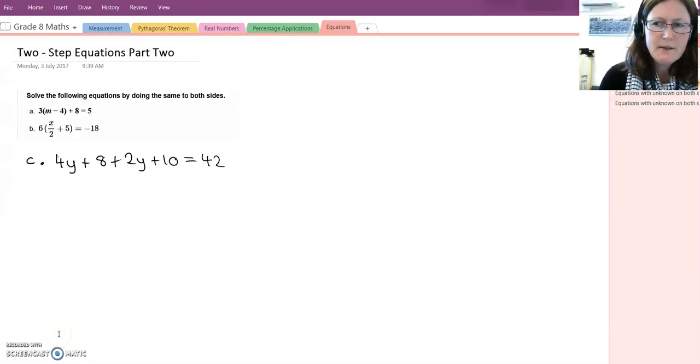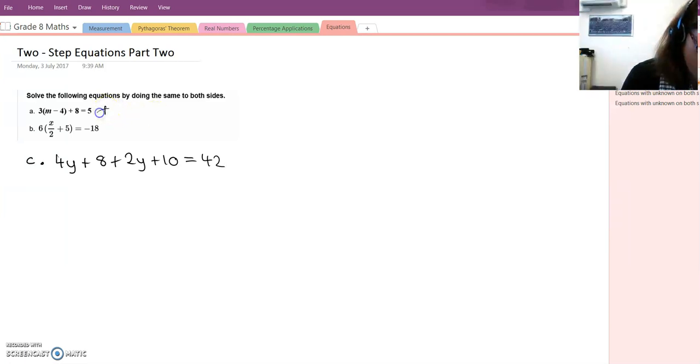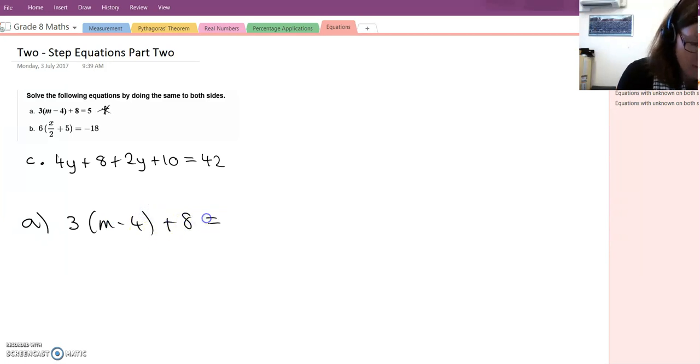Alright, this is our second video on two-step equations, and again I will do 3 examples to go through to show you how we go about it. In the first example here, the first thing I'm going to do is multiply out my brackets. So I'll write the question down again. 3(m − 4) + 8 = 5. So let's multiply out our brackets.